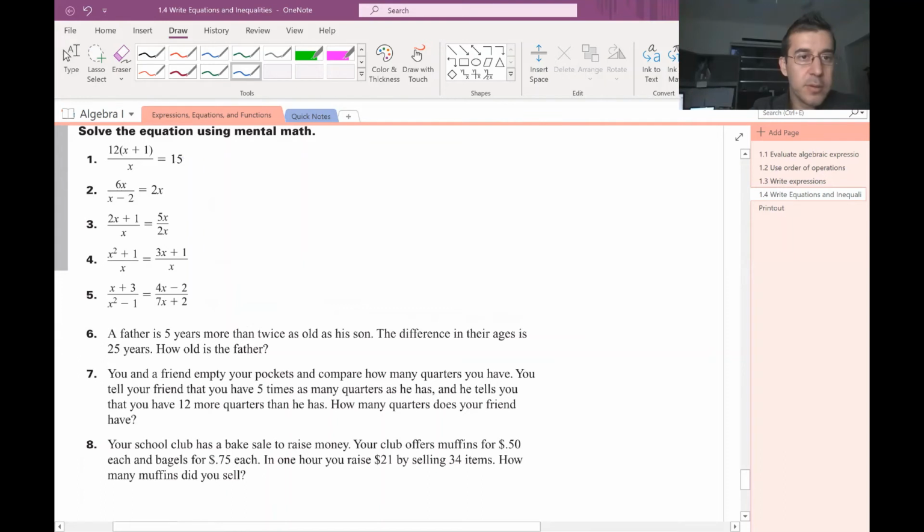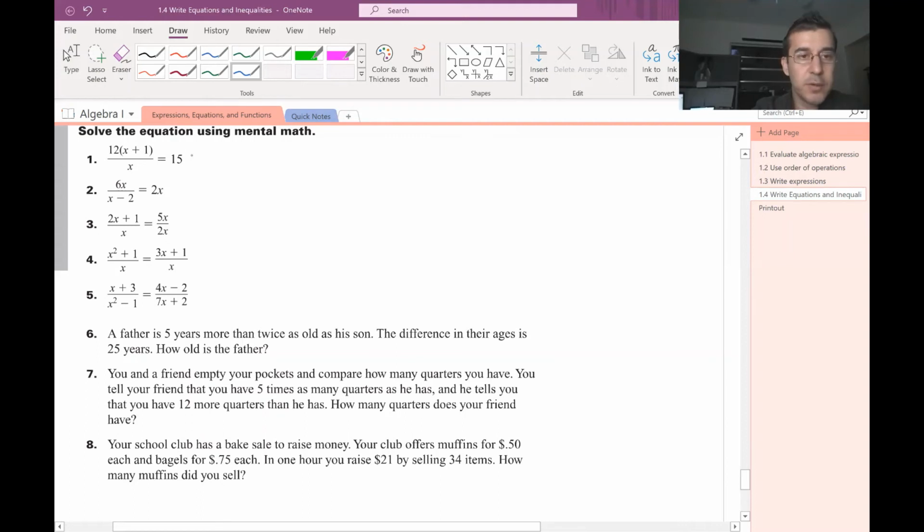So 15 times x is 15x. This can be done as if you multiply these terms out, you get 12 times x and then plus 12 times 1. 12 times x is 12x, right? And then plus 12. And then here on the other side, you end up with 15 times x, or 15x. So you end up 15x on this side, 12x plus 12. So 12x, when it goes to the other side, will be minus 12x.